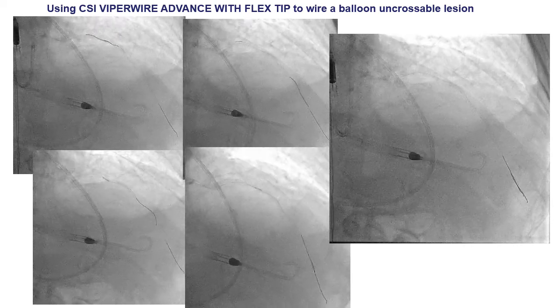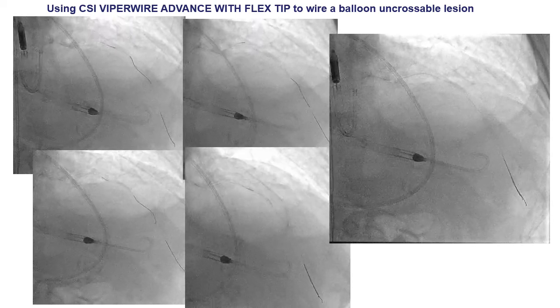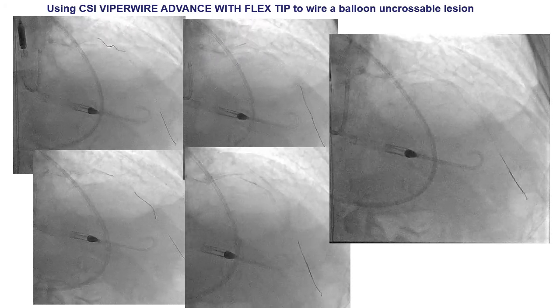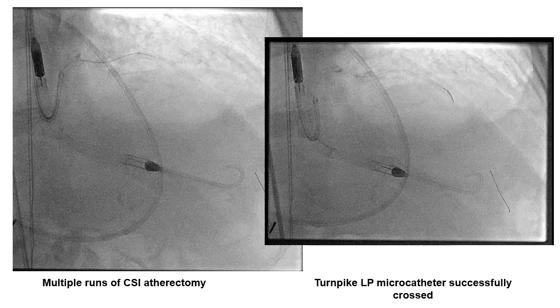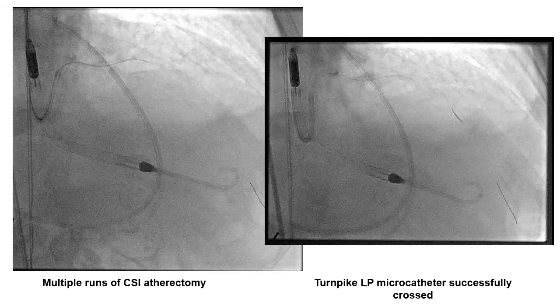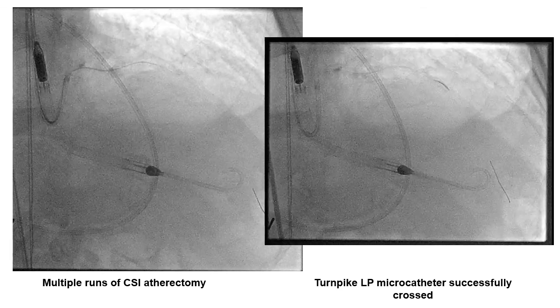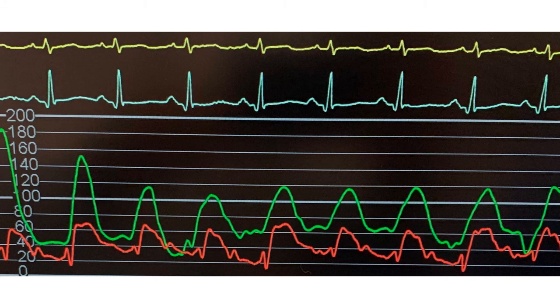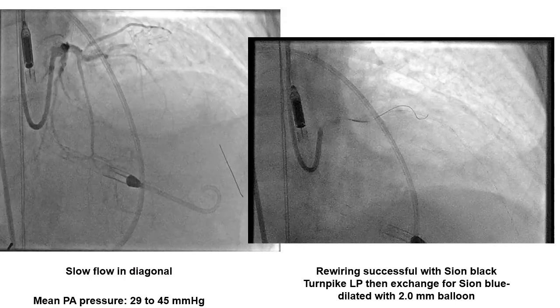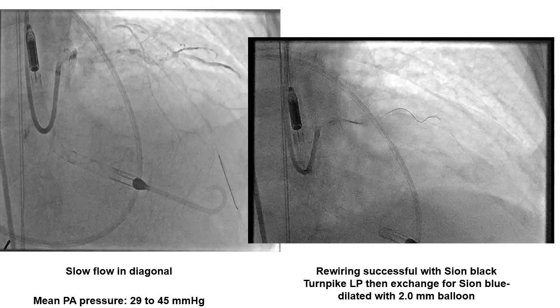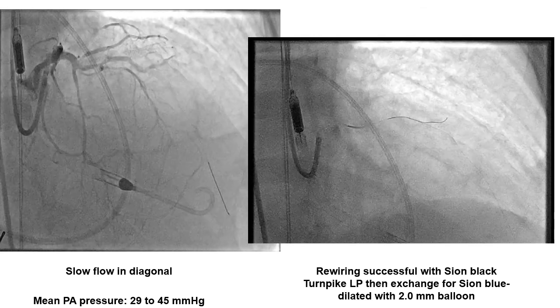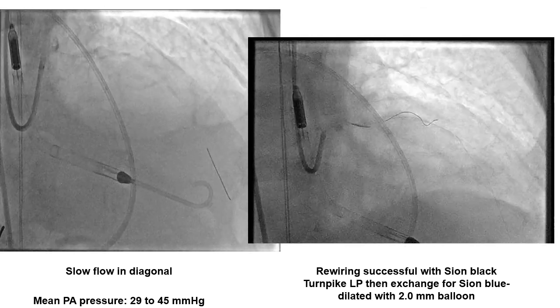And here we can see the wire is tracking the Xience blue wire into the distal LAD. We then performed multiple runs of CSI atherectomy, and at this point, using the Turnpike LP microcatheter, it could easily cross distally. However, we noticed that the PA pressure had increased to 60, as you see here, and fortunately, we had the Impella in place to support the patient. We did angiography, and we noticed that we had sluggish flow in the proximal diagonal branch, which is probably the reason why the hemodynamics got worse.